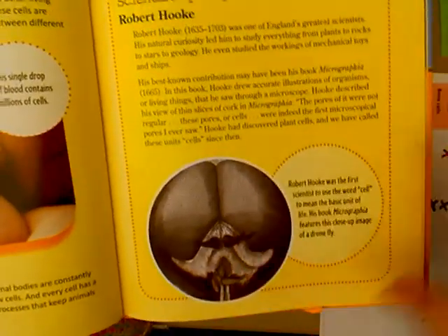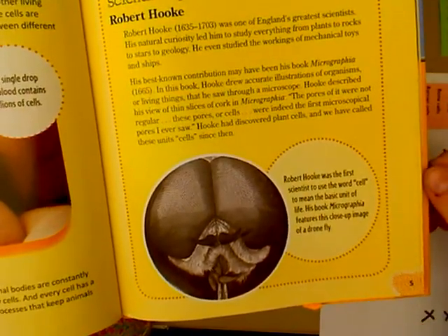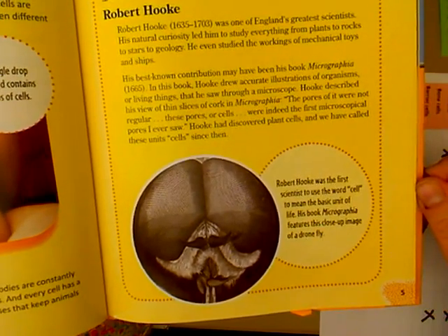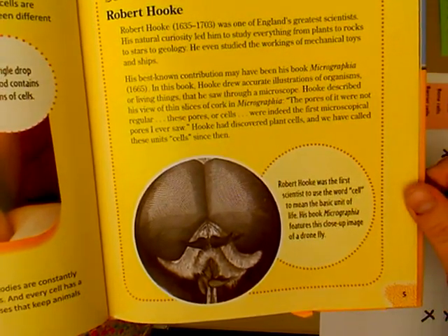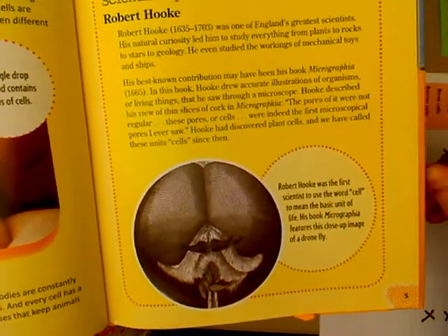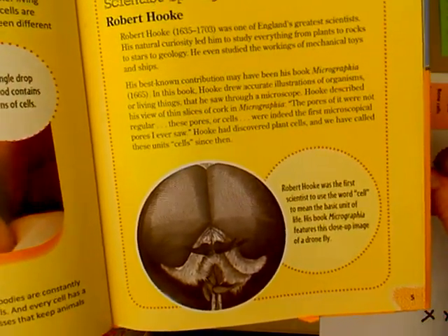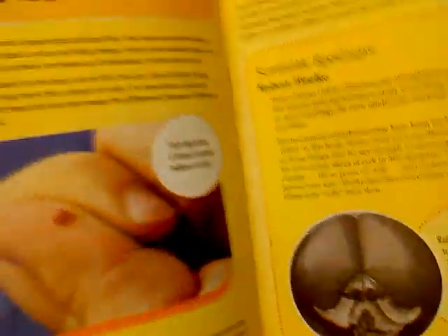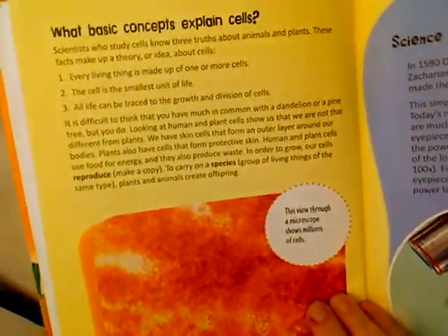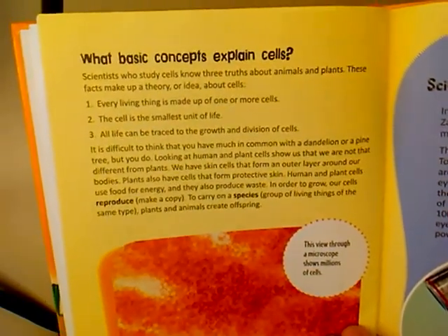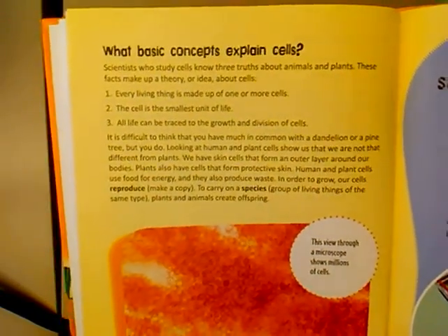Here's a picture, and the caption next to it tells us what it is. Robert Hooke was the first scientist to use the word cell to mean the basic unit of life. His book, Micrographia, features this close-up image of a drone fly. Flip on over to page 6. This subtopic is called What Basic Concepts Explain Cells?